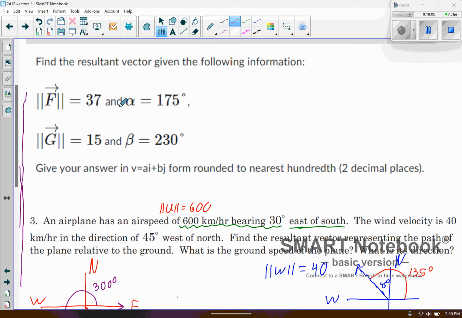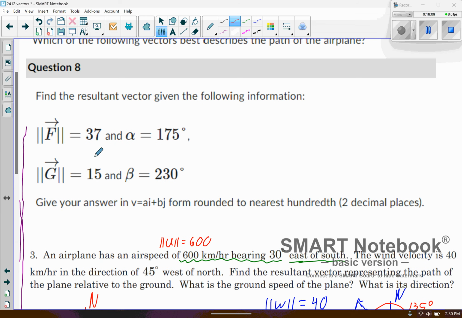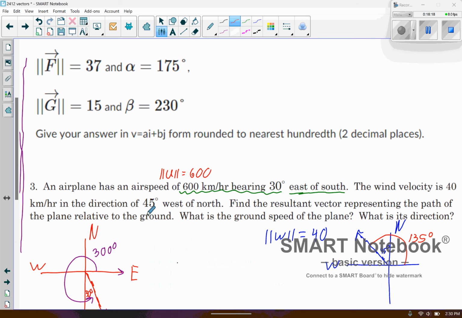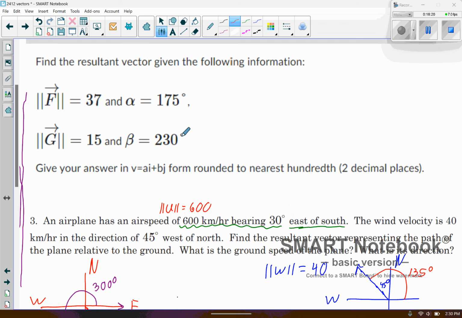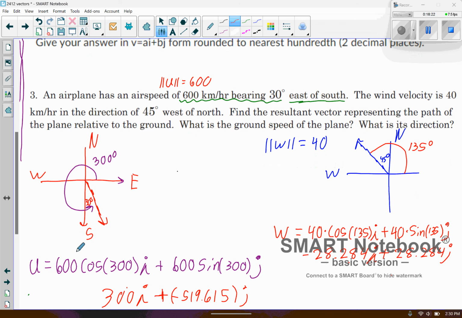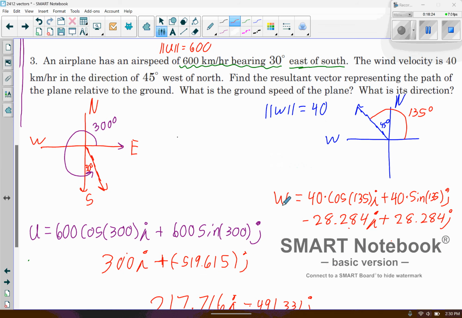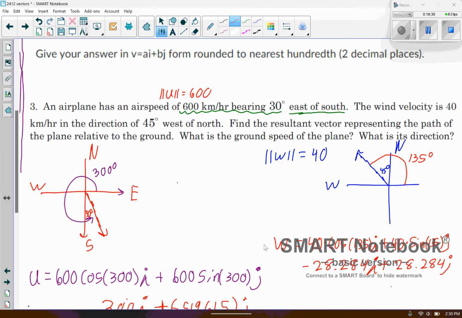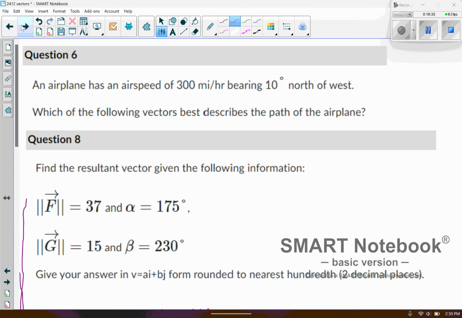So you'll do it the same way. It's not a plane problem, but they just give you two vectors, and so one's going at 175 degrees, and then the other one's going at 230 degrees. So that'll be a little bit easier. You don't even have to find the angles. They just give them to you. But it's going to be set up the same way, how you want to come up with the two vectors, and then you're just going to add the two vectors together, and that's going to be the resultant vector. Okay, let's see. I think we got two more.